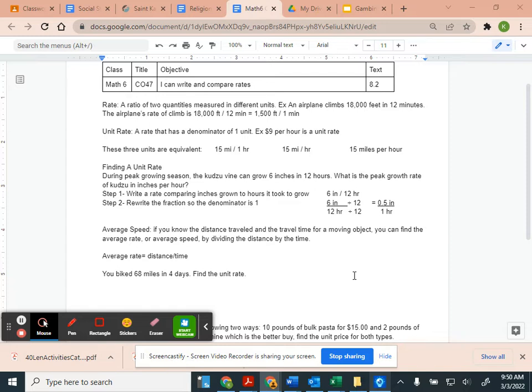A rate is a ratio of two quantities measured in different units. So we have an airplane that climbs 18,000 feet in 12 minutes. So the rate is 18,000 feet every 12 minutes. So we have those two different units of measurement. We have the feet to minutes. How many feet can we go in how many minutes? So that is our rate.